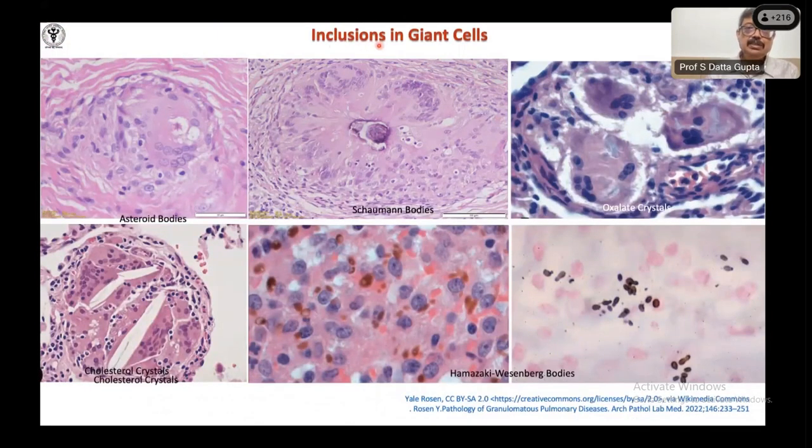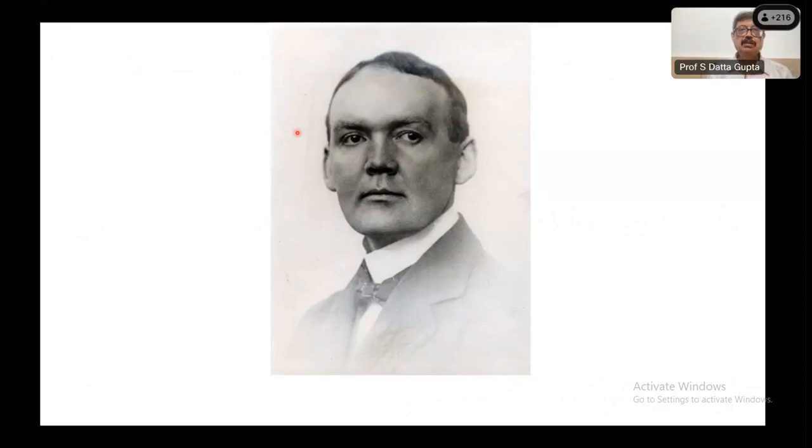The other thing that you must remember in giant cells are inclusions. This is an asteroid body. Schaumann bodies are calcified. Then you can get oxalate crystals, cholesterol crystals, and Hamazaki-Wesenberg bodies, which can stain almost like yeast with a silver stain. All this can be seen in sarcoid, right? But they are not specific. You can see these in tuberculosis also, and in fungal infections, but anyway, they are helpful in the diagnosis. Can anybody say who this is?